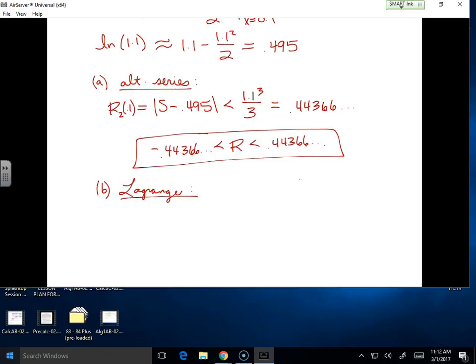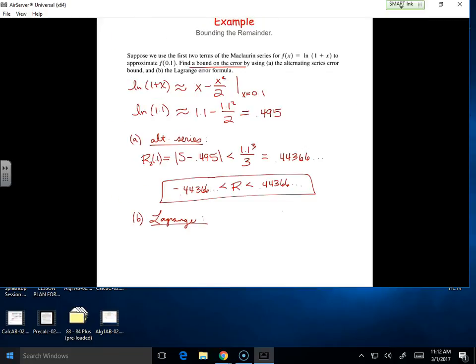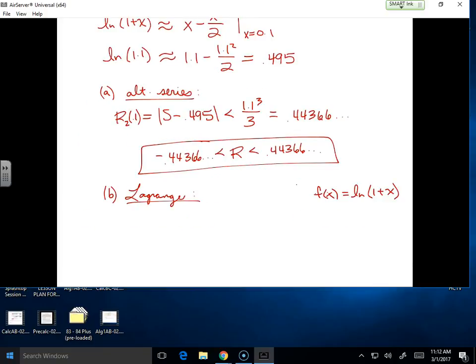Okay, for the Lagrange, here's the dilemma with Lagrange. We need to actually know from our beginning function, which is f of x equals ln of 1 plus x, since we're not just plugging in where we're centered about, which is 0, which is why it's so nice and we can use the special Maclaurin series. We're not plugging in 0, it's f to the n plus first. It's the n plus first term.